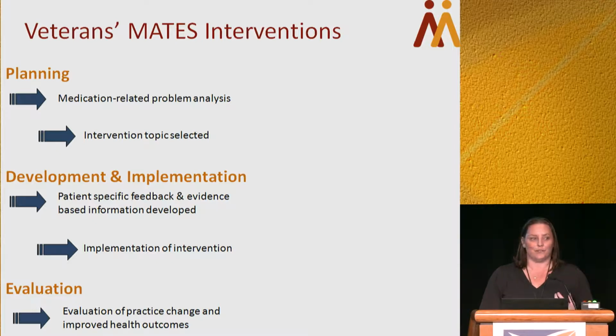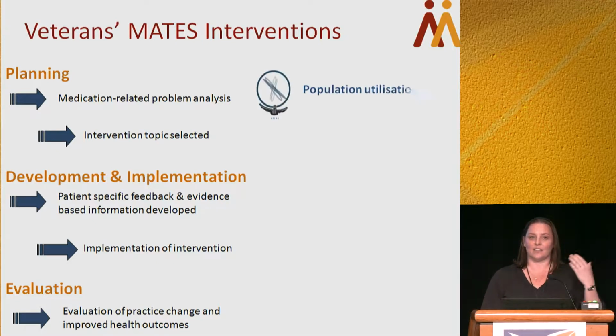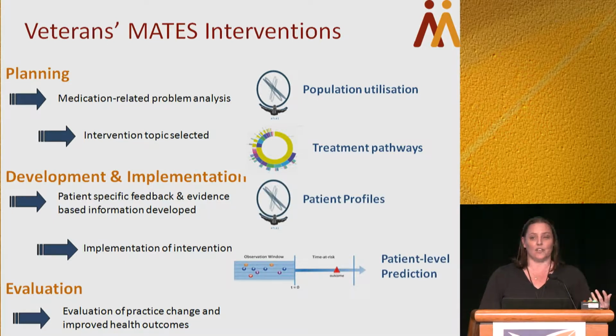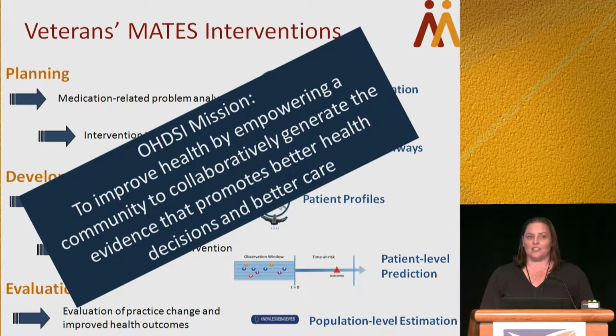So the opportunities for OMOP in this process is throughout the life cycle. The population utilisation, analysis, treatment pathways to identify problems, patient profiles and patient-level prediction to target those veterans most at risk of harm with their medicines, and also looking at health outcome studies to evaluate whether or not we've made significant practice changes. And so really the Veterans MATES mission is the OHDSI mission. It's to improve health by providing evidence that promotes better care decisions and better health.